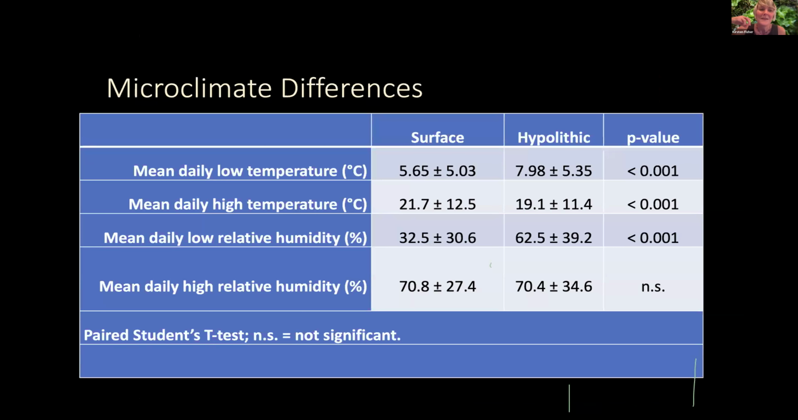The relative high is actually a little less high because it doesn't quite get the same dew effect in the nighttime, but the relative low humidity is much higher under the hypoliths than it is on the surface. So they stay moister for a longer period of time.